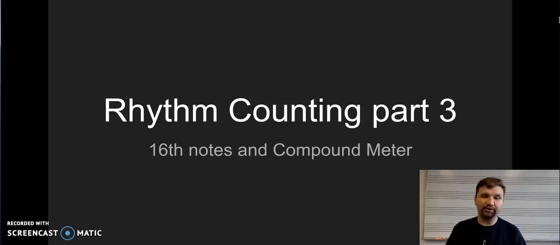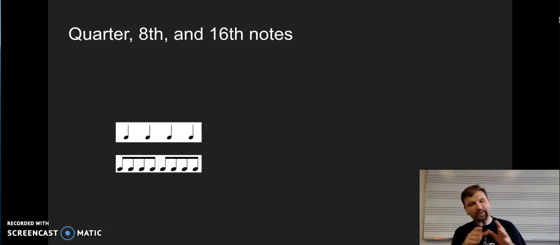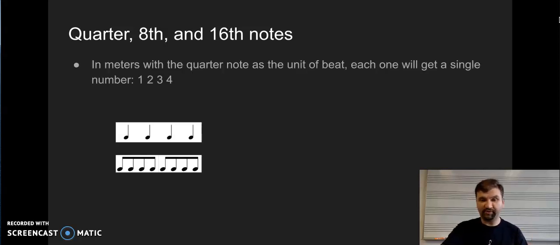Hello. Today we're going to look at rhythm counting, specifically in reference to 16th notes, dotted rhythms, and compound meter. So when we're thinking about just quarter notes and eighth notes, in meters where we have the quarter note as our unit of beat, so 4/4, 3/4, 2/4, each of those quarters is going to get a single number. It's going to take up an entire beat, no more, no less, exactly one beat. So in 4/4, 4 quarters would be 1, 2, 3, 4.